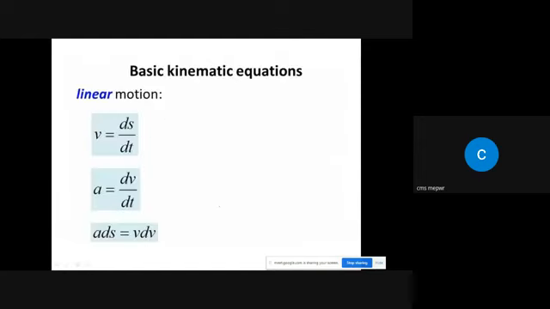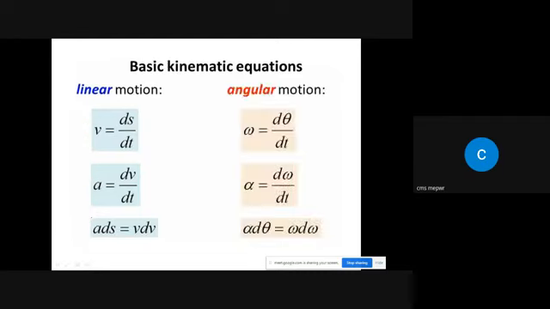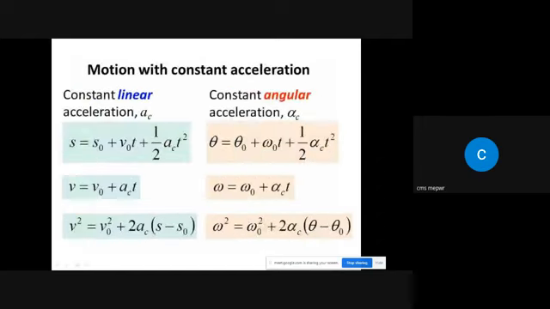So as we had three basic kinematic equations for linear motion, one was for velocity, one was for acceleration, and one was a combination of both of them. Now we are having the same sort of three equations for angular motion. One is for angular velocity, one is for angular acceleration, and one is basically obtained by the combination of both these two. Similarly, we had equations of motion. We had basically equations of motion for constant acceleration, if you remember, in case of linear motion.